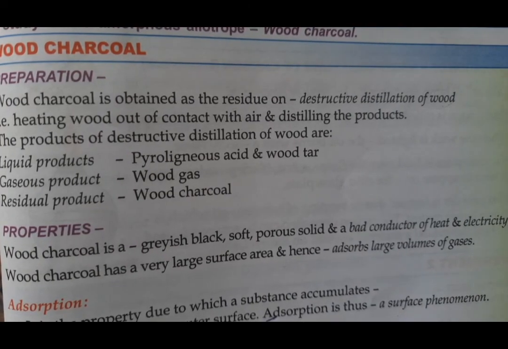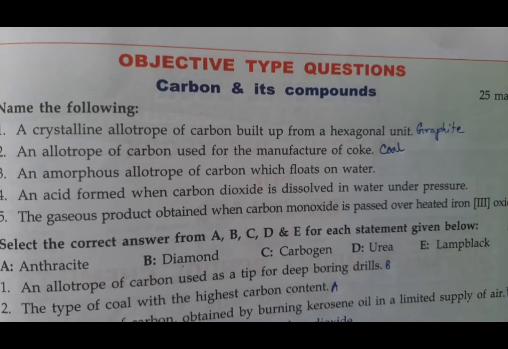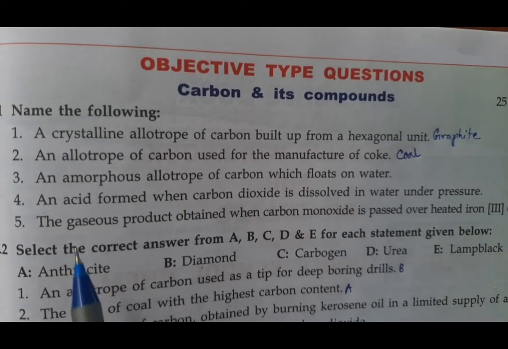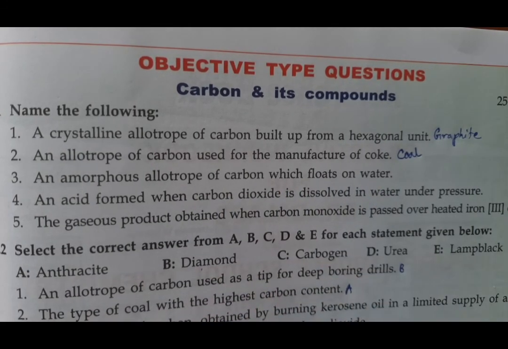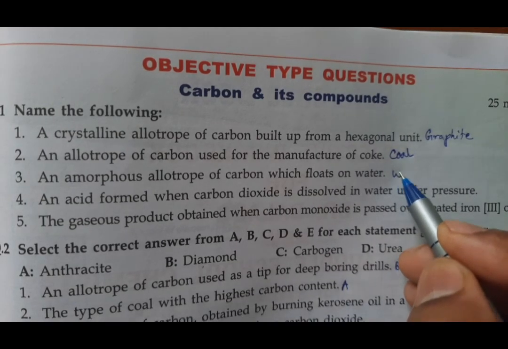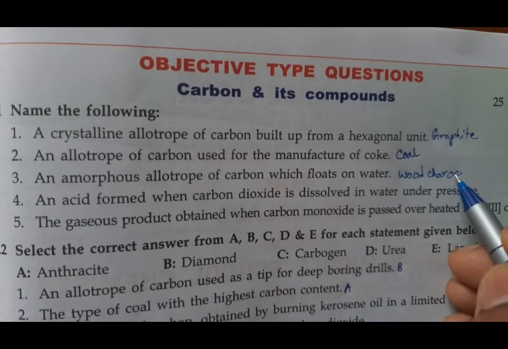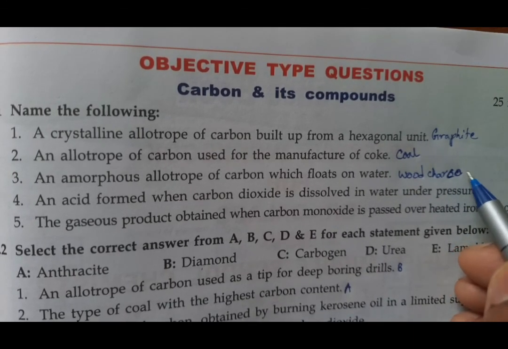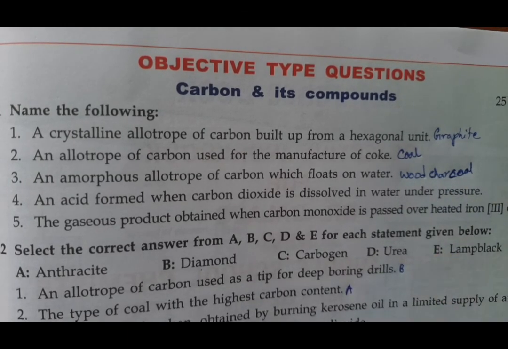So you all understood. Now here is one objective question which we are going to discuss, that is in page 119 and number 3. Amorphous allotrope of carbon which floats on water, because it is porous, it floats on water. So out here the answer is wood charcoal, we have learned just a while ago. So you can say wood charcoal floats on the water. If you put a wood plank also, isn't it, it floats on water. Similarly wood charcoal will also float on water, students.